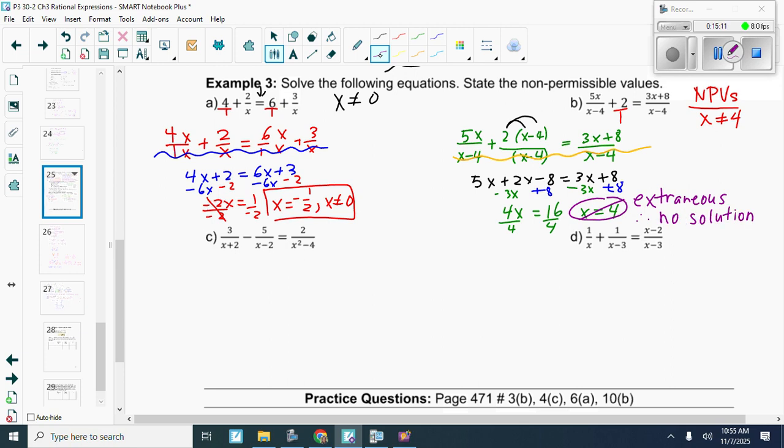This is an example where you got a solution, but then when you checked it against your NPV, it was extraneous. I'm just going to write a note to self, because if you're wondering why we crossed it off, it's extraneous because of the NPV. That's why you always have to check.